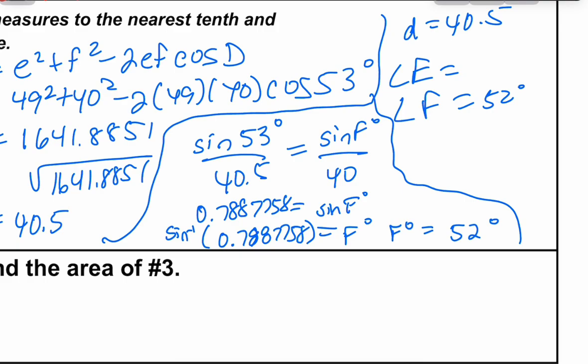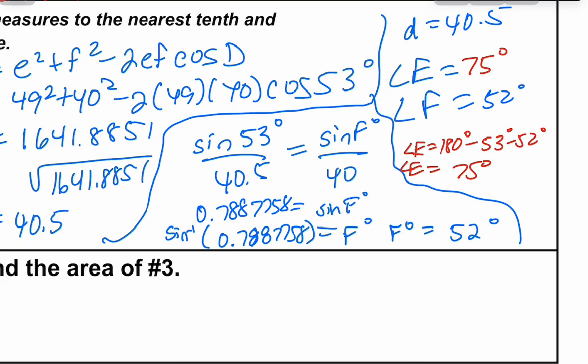We now are only missing angle F. Well, angle F, we know, would be 180, take off the 53 and take off the 52. So 180 minus 53 minus 52 is 75 degrees. Oh, angle E, thank you. I'm sorry. Yes, I sure did. That is 75 degrees.